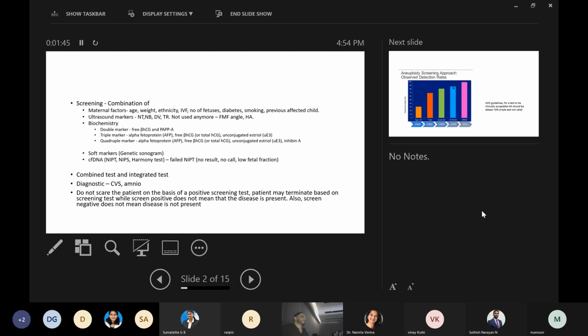So how do we screen for aneuploidy? Screening is done not by one single factor, but by taking a combination of multiple factors into account. These factors can be maternal factors such as maternal age, weight, ethnicity, whether IVF or naturally conceived, number of fetuses, diabetes, smoking, previous affected child. These are all the maternal factors. Ultrasound markers are NT, NB, DV, TR. We will go through all this. Not used anymore are the FMF angle and the hepatic arterial flow. They do not add much to the detection rate and are not needed anymore.